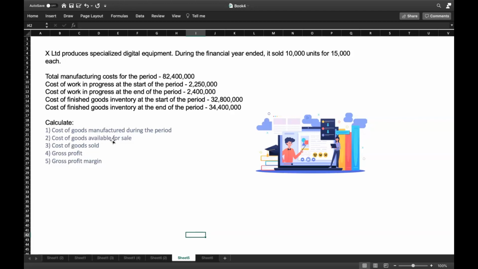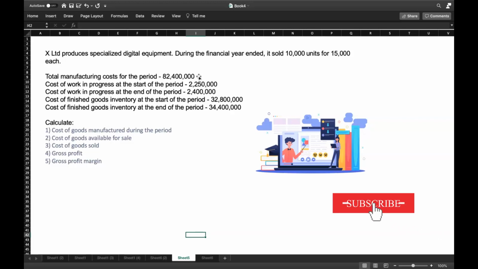So what is our first task? We have to calculate the cost of goods that are manufactured during the period. So how do we know? See, already we are given the total manufacturing cost for the period, which is 8.24 crore. And what does this work in progress reflect? It basically shows the goods that are in production, and this 22,50,000 is the goods that are in various stages of production in the beginning of the year, and at the end of the year it has increased to 24 lakhs. So what's happening?